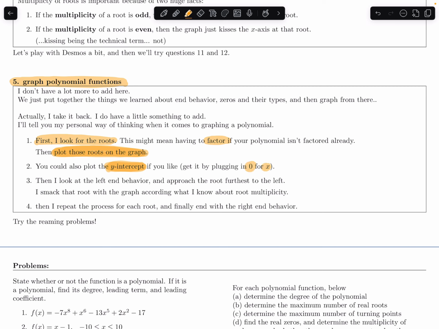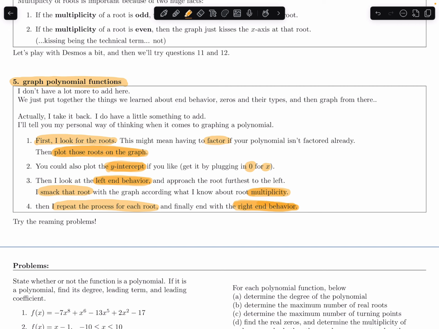And then third, I think about the left end behavior. Because that's going to tell you how you should approach the first root, whether you should be coming from the bottom or from the top, right? As you're approaching that first root. And then what you do is you hit that first root depending on the multiplicity. So either you're going to go right through it or you're going to hit it and turn around, right? You're going to just touch it or cross it, depending on if it's odd or even multiplicity. Okay, and then you just repeat that process for each root until finally you hit the last root, and then at the end, make sure that it matches whatever your expected right end behavior is.